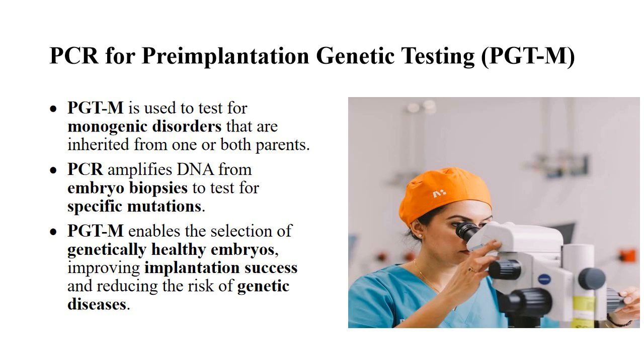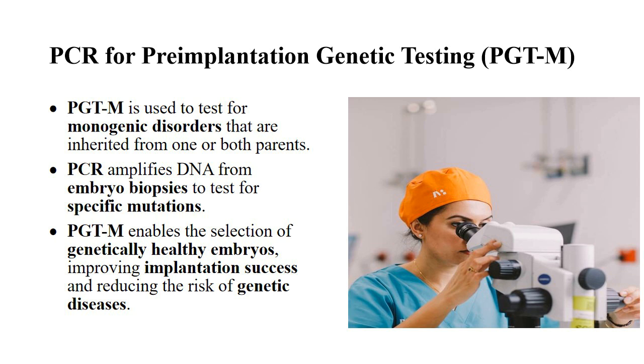B. Pre-implantation genetic testing for monogenic disorders, PGT-M. PGT-M is used to test embryos for specific genetic disorders inherited from one or both parents. In PGT-M, PCR is used to amplify DNA from embryo biopsies to test for monogenic diseases before the embryo is implanted during IVF. C. Detection of embryo anomalies.